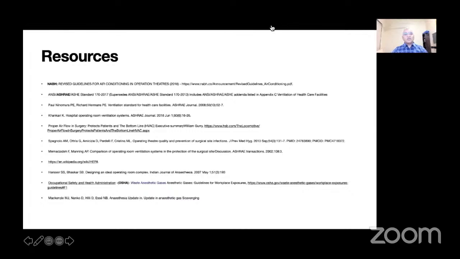The information which I'm sharing from this lecture has come from these resources. There are two most important resources which I have included here is the NABH standard, which is revised guideline for air conditioning in operation theater published in latest in 2018. And then ASHRAE standard. ASHRAE is American Society of Heating, Refrigeration and Air Condition Engineers. And even NABH in their sources have cited ASHRAE guideline for operation room ventilation.